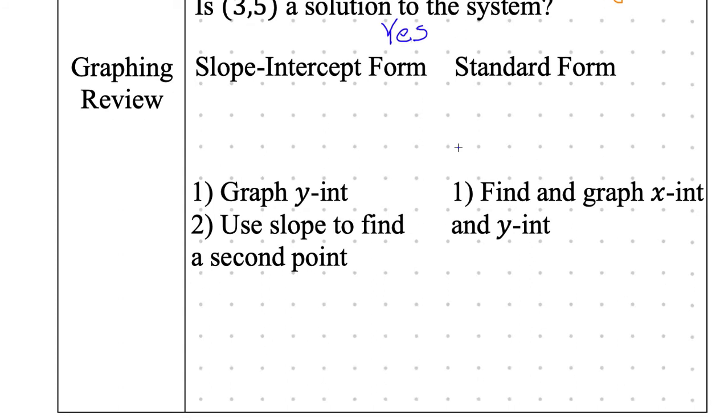So is there anyone that can give me the general form for slope-intercept form? Does anyone have their card? Pencil.